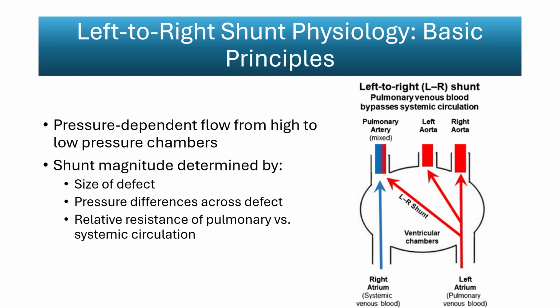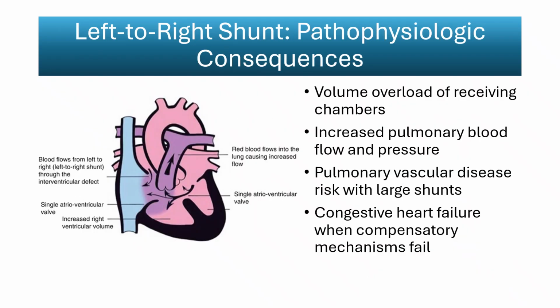These principles explain why a defect that appears well tolerated in the first days of life may later produce tachypnea, feeding difficulty, hepatomegaly, or signs of congestive heart failure. Recognizing the pressure and resistance-dependent nature of these shunts allows clinicians to anticipate changes in physiology over time and identify when intervention may be needed.